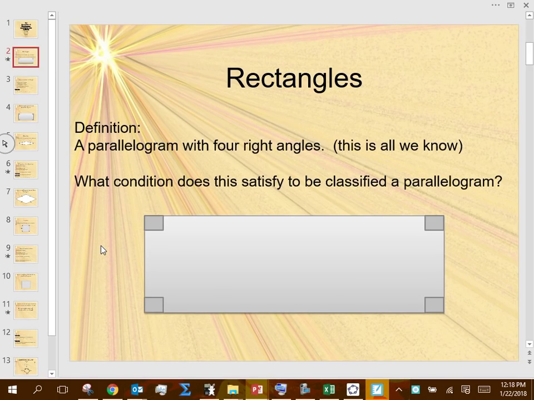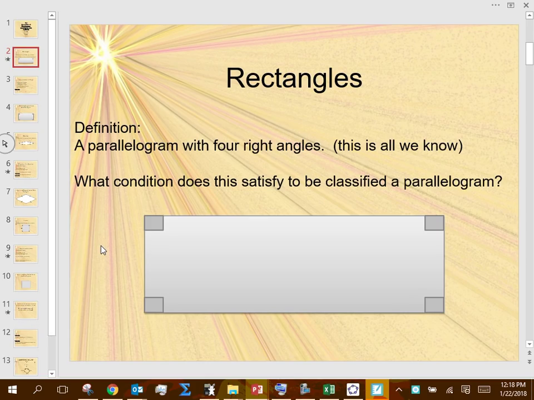So when I see the definition of a rectangle, we should probably be writing this down. Definition of a rectangle: a parallelogram. That's the key thing. Parallelogram with 4 right angles. Some textbooks you'll see it written as a quadrilateral with 4 right angles. I think maybe it's a little bit better to classify it as a parallelogram with 4 right angles.